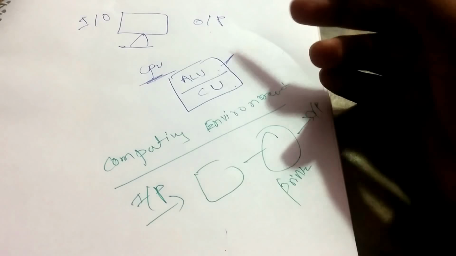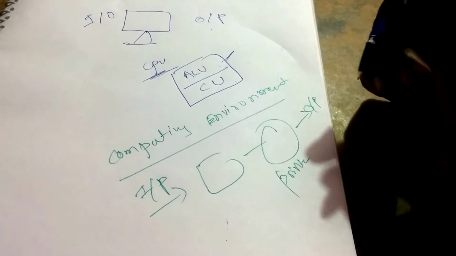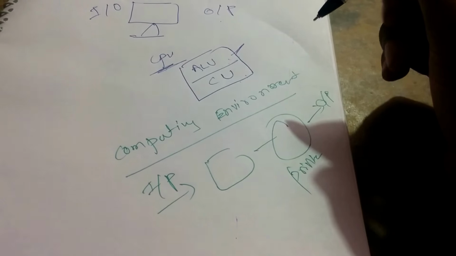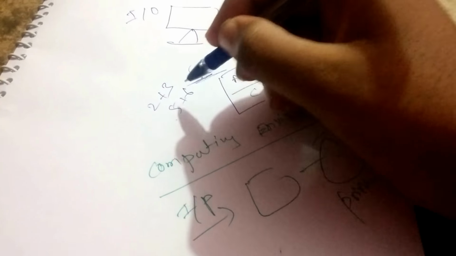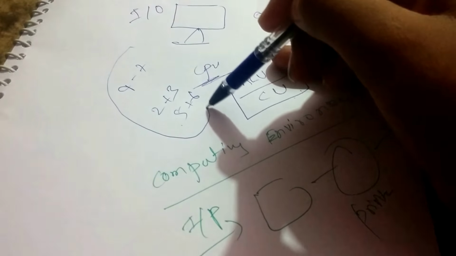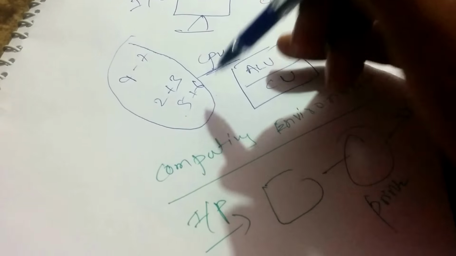The instruction can also be like add 2 and 3, or add 5 and 6, or else subtract 5 from 6. Let's take this. 2 plus 3 is also an instruction. 5 plus 6 is also an instruction. 9 minus 7 is also an instruction. This is nothing but mathematical operations. This is just an instruction we give to the computer. The computer computes it and gives us the result.